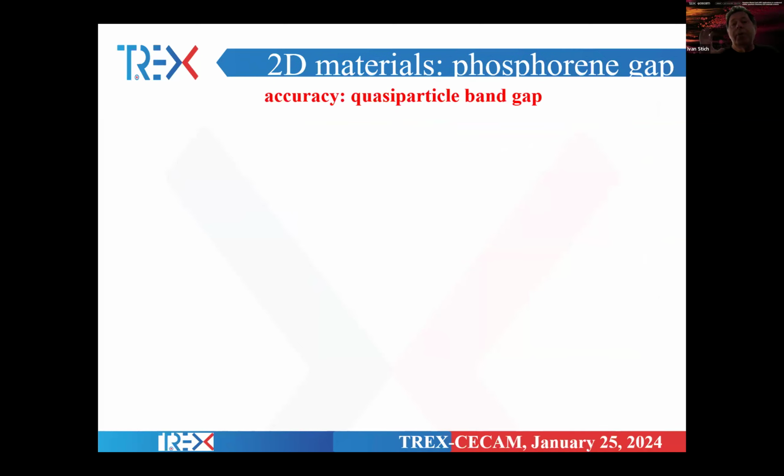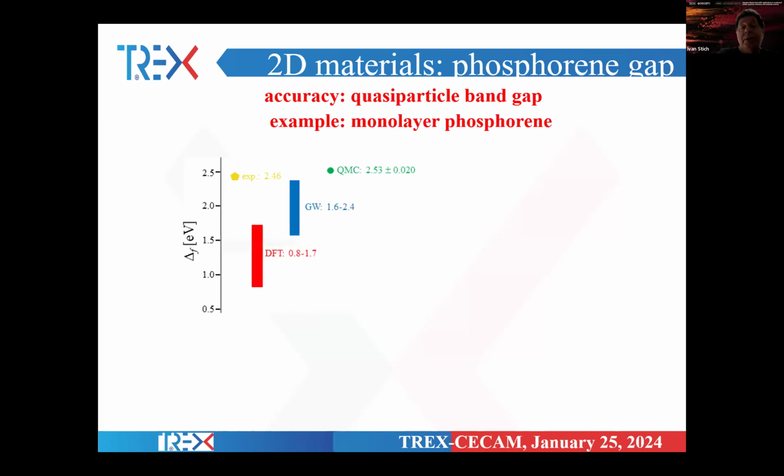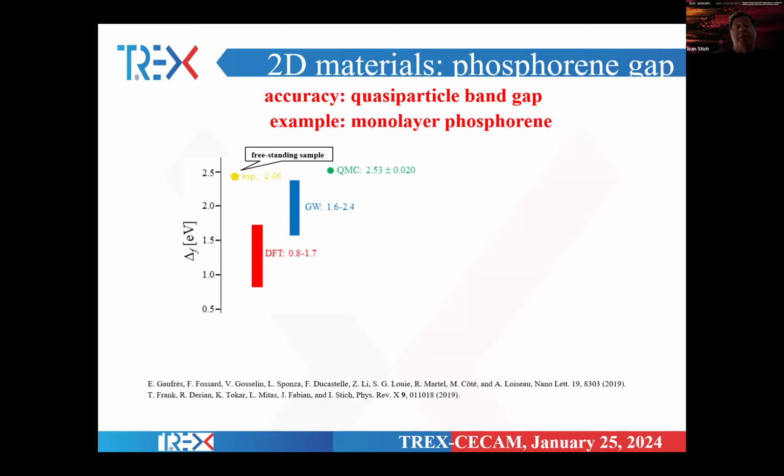Okay, so what accuracy do we actually need and what can be achieved by current computational techniques? Let me use monolayer phosphorene as an example, starting with experimental results. This is the value measured on a freestanding sample. This is a very rare result because normally these materials are supported on other materials which heavily interfere with their electronic properties, but this was a suspended sample. So this is a very valuable reference point.